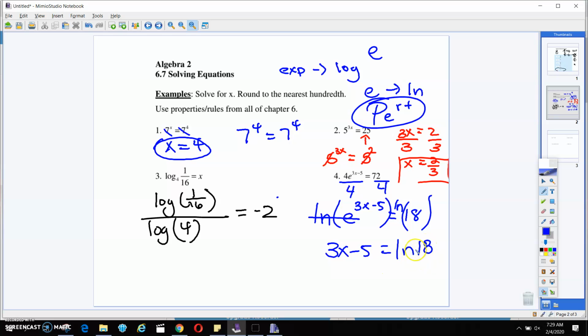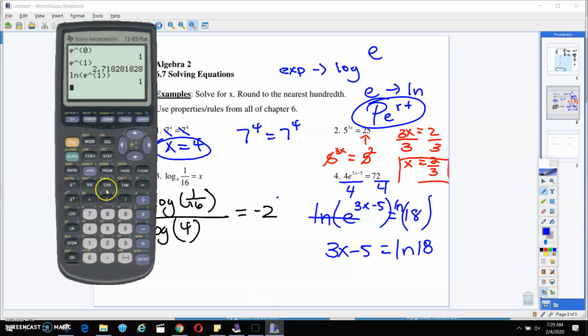The reason why I rewrote it as ln of 18 is that, yes, I can put that in my calculator, but it might give me a decimal. Let's check and see what number that actually is. ln of 18 gives us 2.89. I don't want to write 2.89 all this mess, so I'm going to write ln of 18.